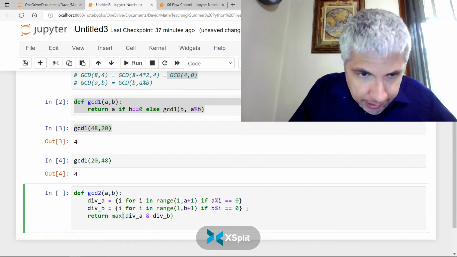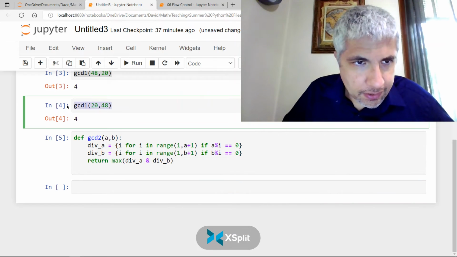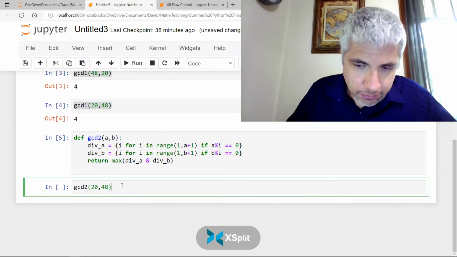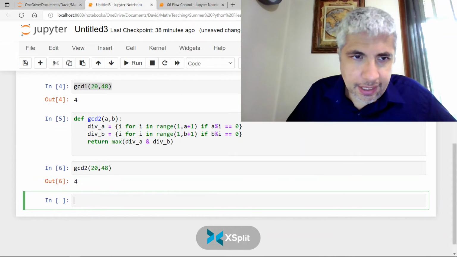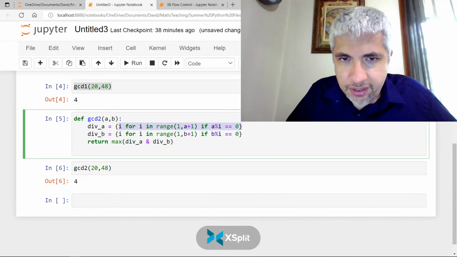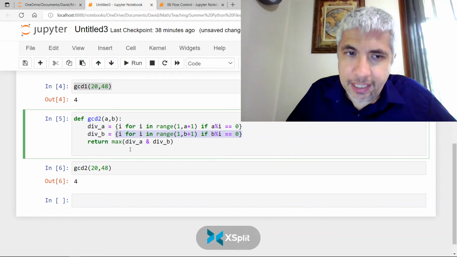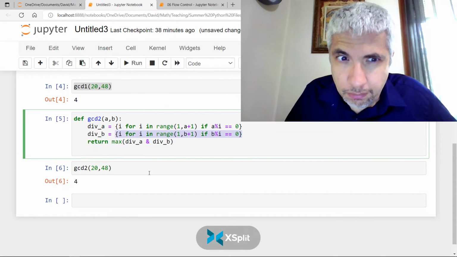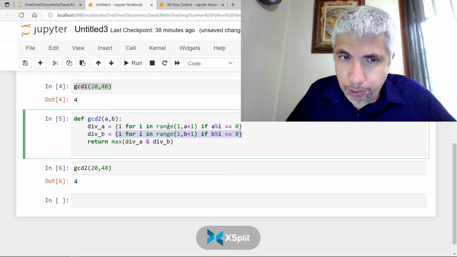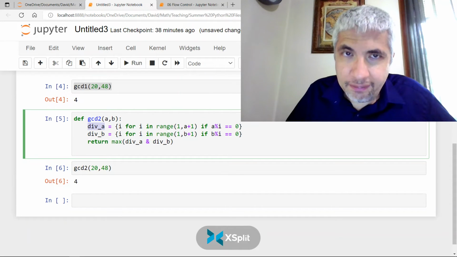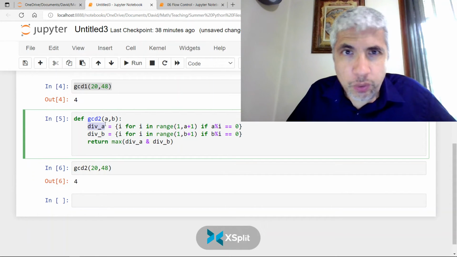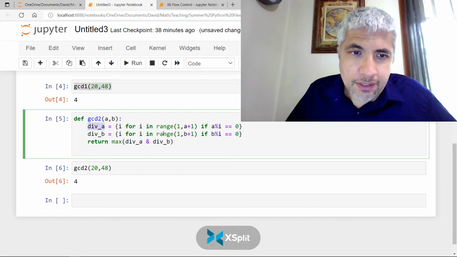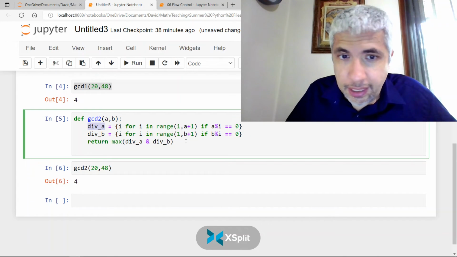So let's try that. So let's see if this works. GCD2 of 20 and 48. And yes, it works nicely. So what it's doing is it's getting all of the divisors of A and all of the divisors of B, taking the intersection and then taking the maximum of those. Okay. You might think that that's a little much, because why do we have to find both of them? What I could do is I could just look at the divisors of A once I have that, and then see which of those divide B. So let's try that.